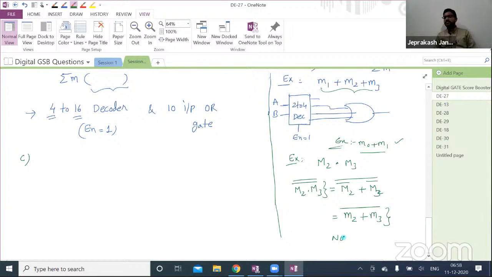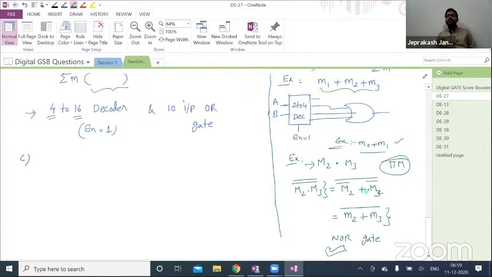NOR gate, right? Yes, very good. By using NOR gate, we can implement. That means whenever you're having a decoder and NOR gate, whenever the requirement is implementation by using NOR gate, then you should consider the function as product of max terms, right? After that, you have to apply 2 times complement.